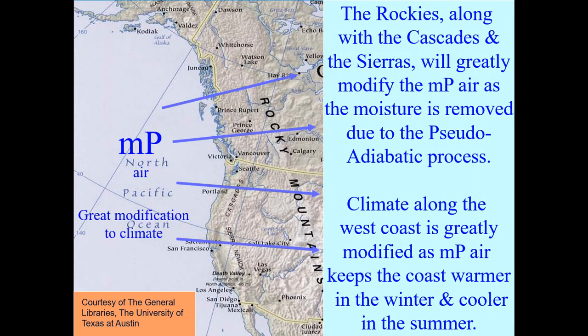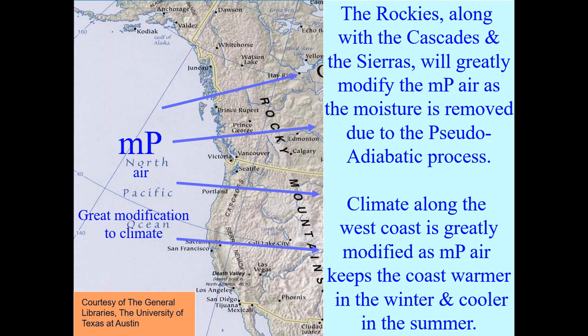Now, in addition to the Rocky Mountains, I do want to also mention the Cascades and the Sierra Nevadas. The Cascades are up in the Pacific Northwest in Oregon and Washington states, as well as the Sierra Nevadas down in California. They greatly modify the maritime polar air mass. A maritime polar air mass is an air mass that comes in off the North Pacific Ocean, and it's generally cool and moist.